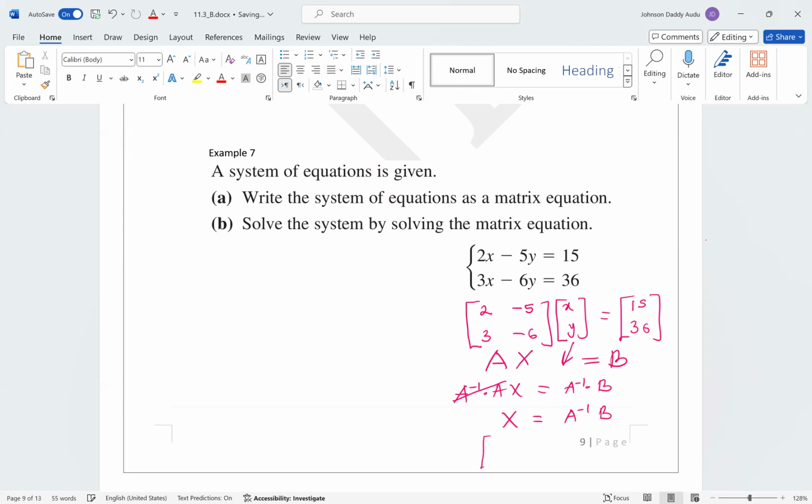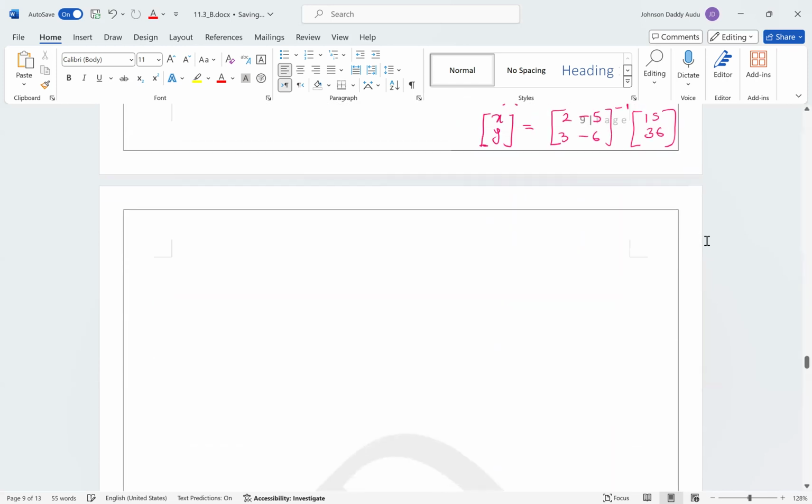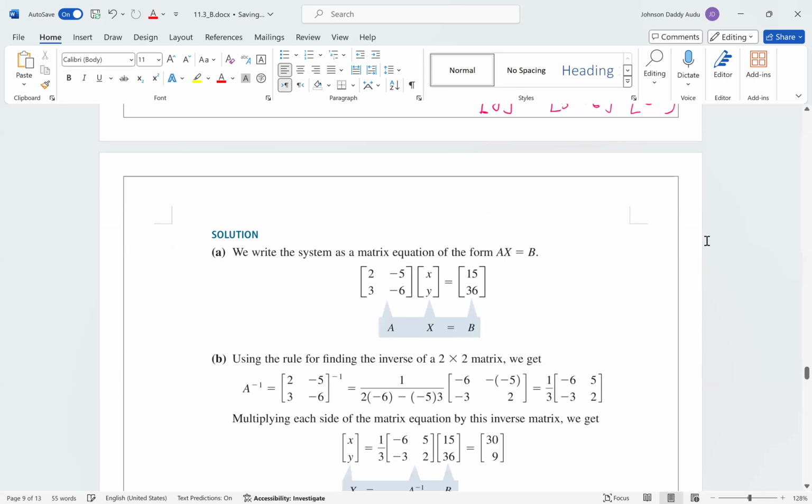But what is X? Don't forget, X is X and Y. It's a 2 by 1 matrix. Then what is A? A is this one, which is 2, minus 5, 3, minus 6. Then you just need to find the inverse, and then you multiply by B, which is 15 and 36. Okay, so that is it. And you will get your answer. So it's already solved here. That is what we have here.